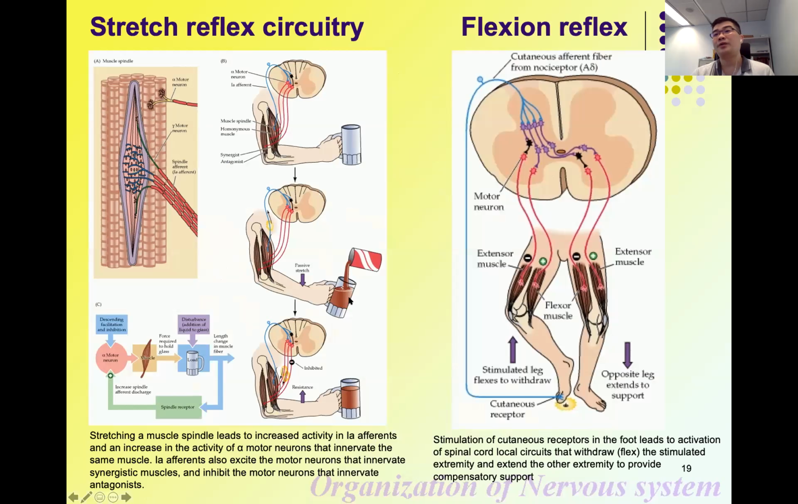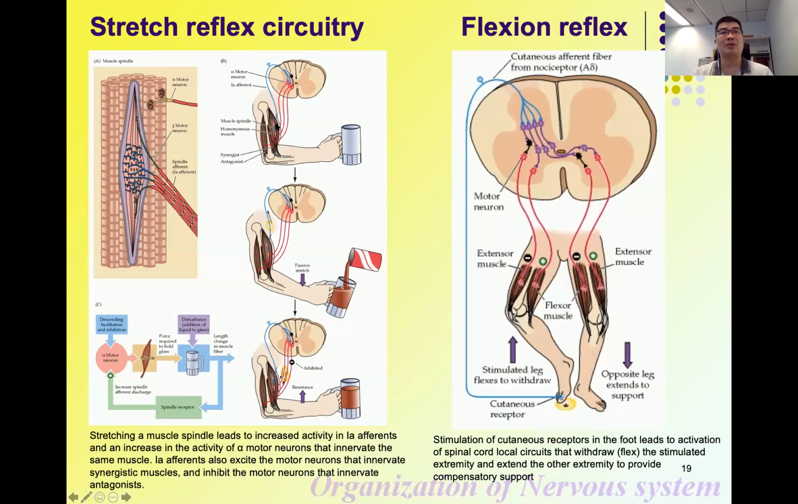So here is some example of how the neurons are modulated locally in the spinal cord. Remember, some actions are initiated from the brain. Some are initiated as fast as possible. That's the reflex. Here is one example of the reflex. This is a very simple example of you holding a cup, and then you pour something that is too heavy, then your muscle will contract.